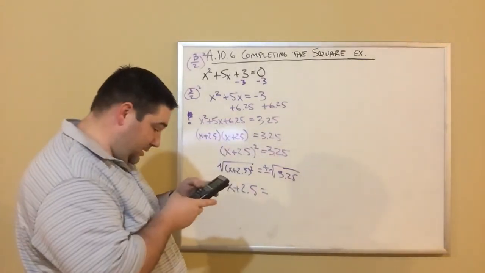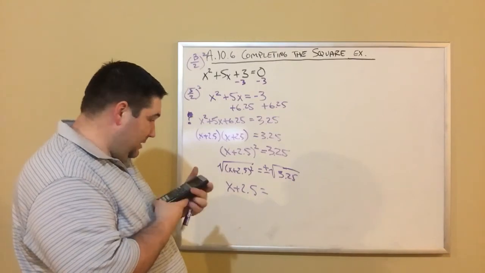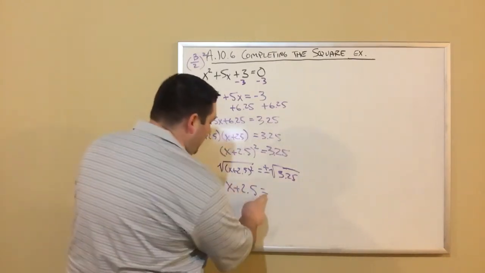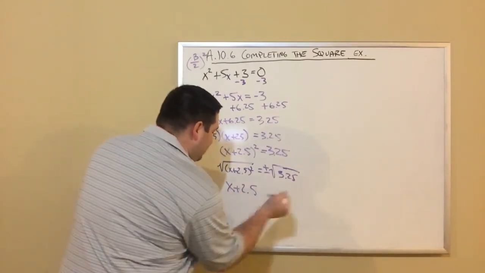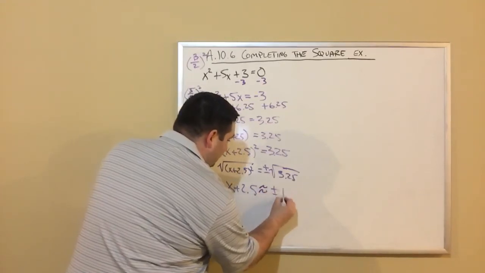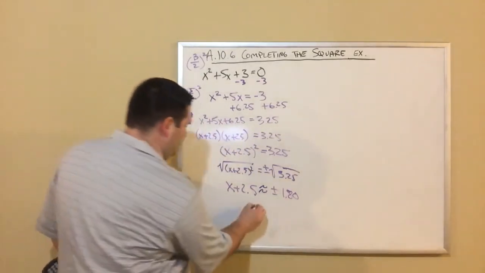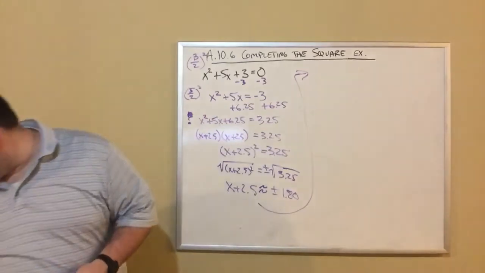I need my calculator here. Square root of 3.25 is 1.80. And I'm actually going to get rid of this equal sign because this is now going to be approximate because I had to round, plus or minus 1.80. So now I'm going to bring this up here because I need more room. I can split it into two equations.